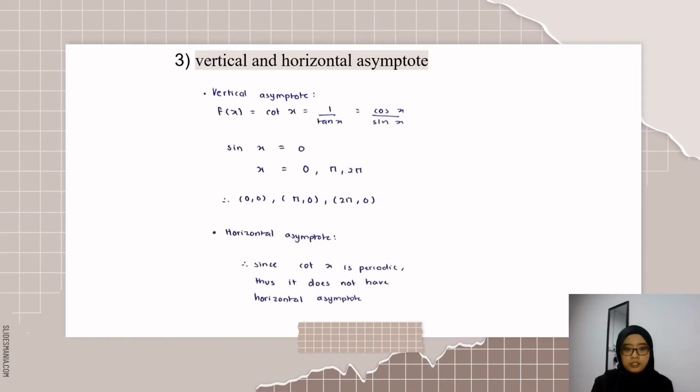Next, since cot x is periodic, it does not have a horizontal asymptote.